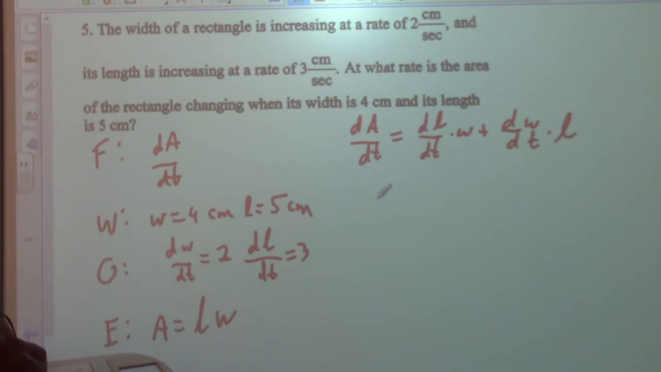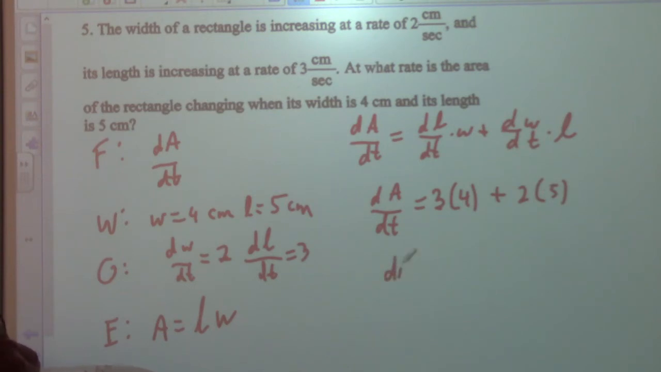So dA/dt is going to be equal to dL/dt, which is 3, times our width, which is 4, plus dW/dt, which is 2, times our length, which is 5. So we're going to get 12 plus 10. So dA/dt equals 22. So 22 square centimeters per second.